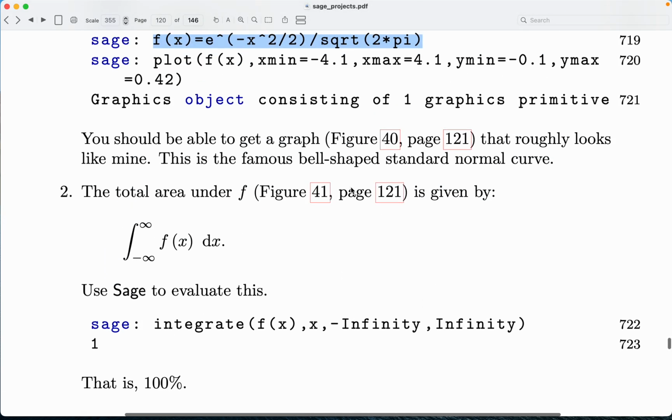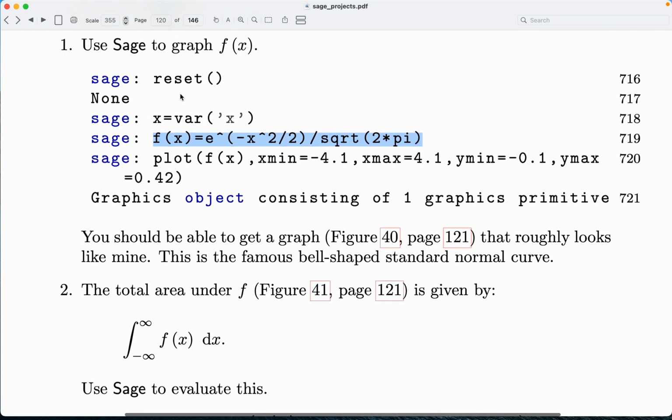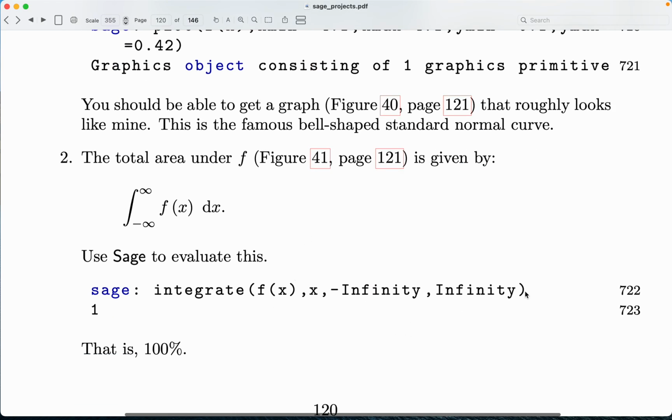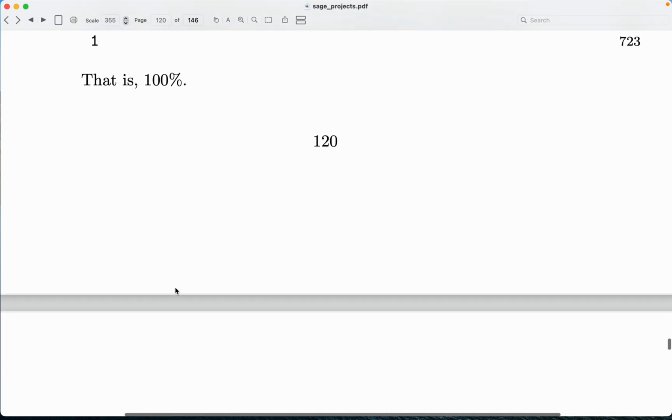Then they ask you to compute the area of it. This is interesting, and you might wonder how Sage could do that. It's remarkable. It can do things that might be very difficult to integrate by hand. Again, it's an improper integral, but it's easy to do. It depends on your ability to do prior code: reset, defining the variable, defining a function, and then integrating from minus infinity to infinity. What does it give you? The number 1, which means 100%. It covers the whole population.